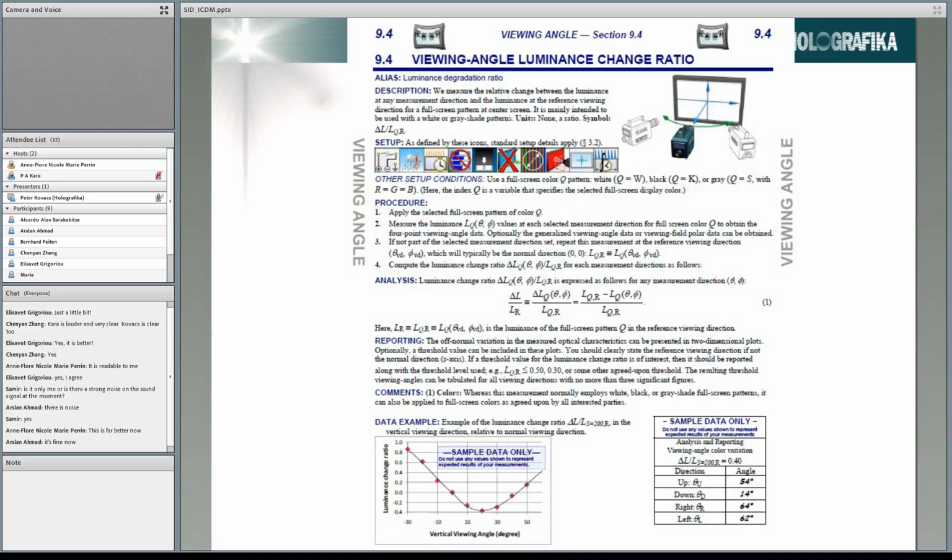In this case, what is described is that the person doing the measurement should have an LMD, which is a light measuring device, and one should apply a full screen color onto the display, measure the luminance at the normal direction, so right in front of the display, and then measure the luminance change when rotating the LMD in front of the display, and report these values in a chart or in a diagram, like in the example shown below.